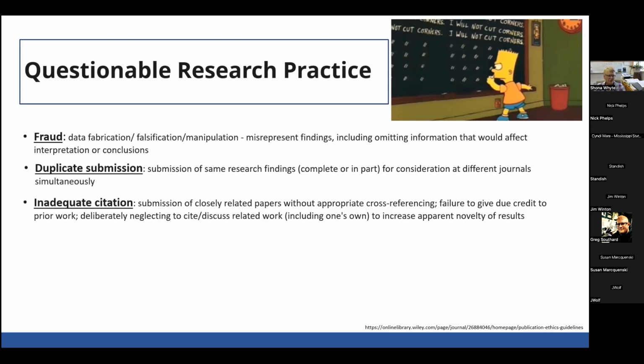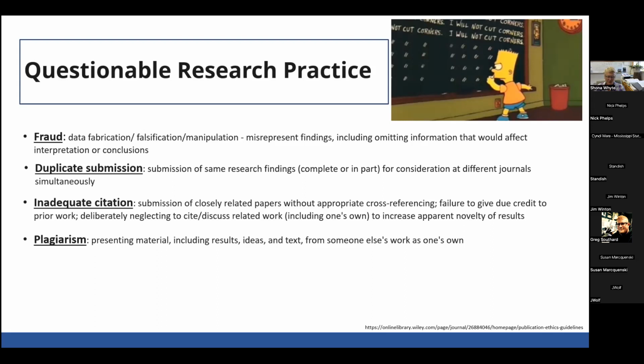Inadequate citations, so submission of papers where there's inappropriate cross-referencing, failure to give credit to prior work, deliberately neglecting to cite or discuss related work, even if it's the author's own work. And they may do this so that the publication that they're trying to get published appears to be more novel than it actually is.